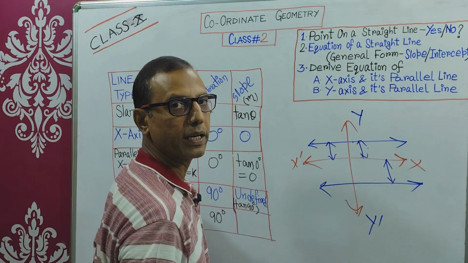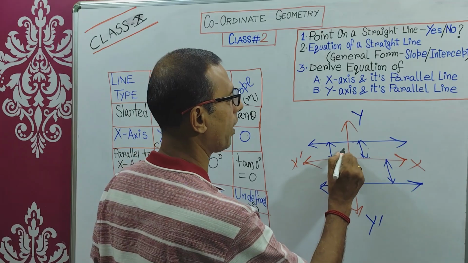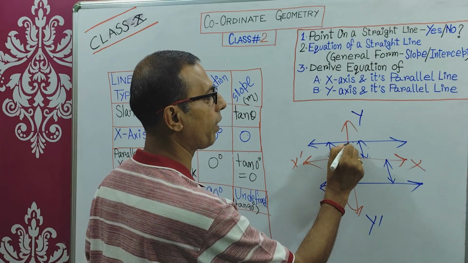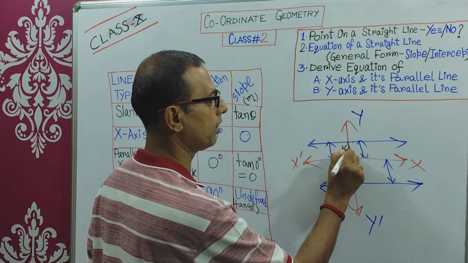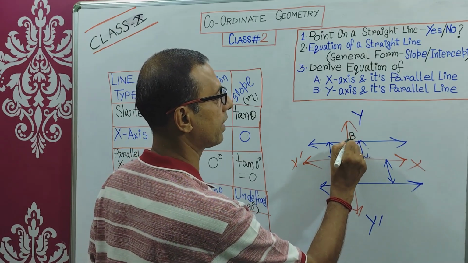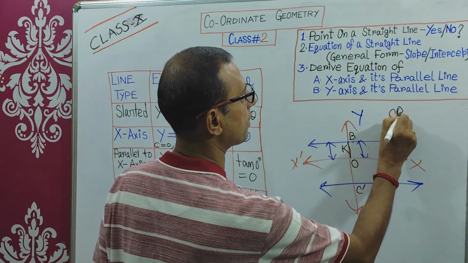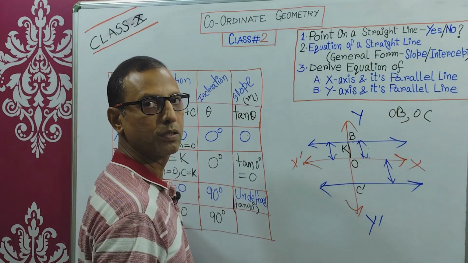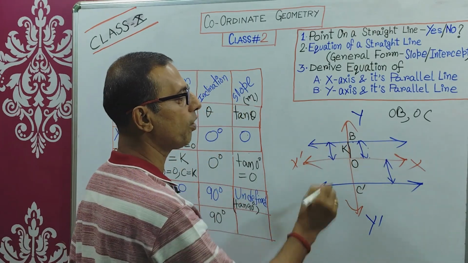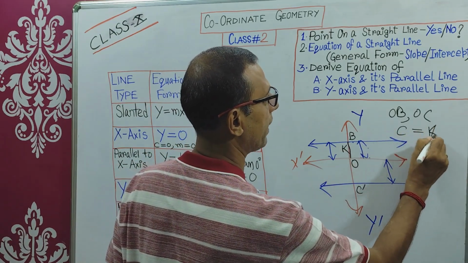So if it is parallel to the x-axis, I am assuming the distance between the x-axis and that line is k. That means I am assuming this portion is the y-intercept, because this is the origin. Let's say it intersects here at B and here at C. That means OB and OC are actually the y-intercept for the line. So what is the value of that? I assume the value of that constant distance is k. That means the y-intercept c equals k.